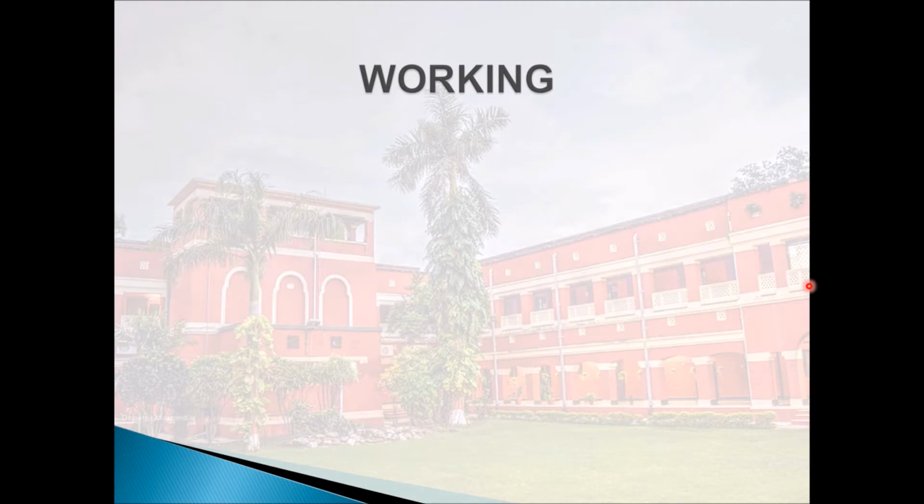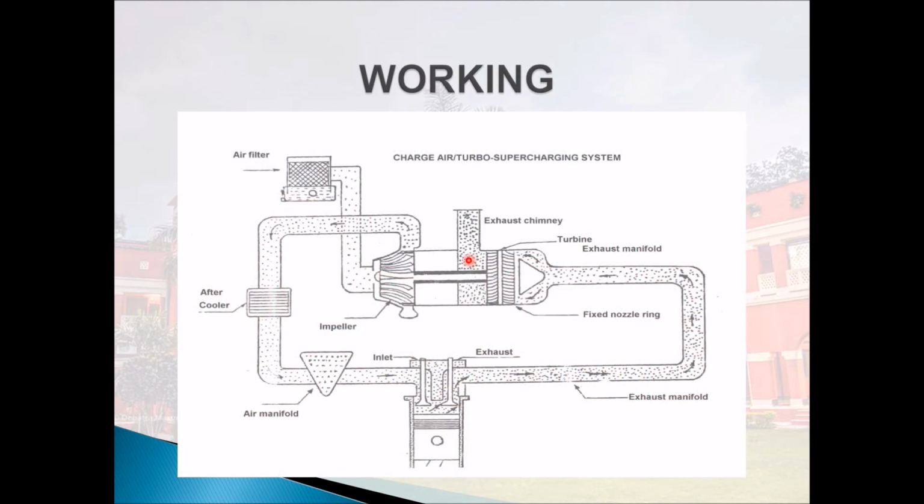Now let us take a look at how the charge air system works. Initially, the intake air is sucked in by the impeller of the turbo supercharger through the air filter. This air is pressurized and sent to the aftercooler where it is cooled. Further, it passes through the V channel and the inlet elbow into the engine cylinder. The exhaust air from the cylinder is led to the turbine of the turbo supercharger. These high pressure exhaust gases rotate the turbine, which in turn rotates the impeller, sucking in the next batch of fresh air. Finally, the exhaust gases are ejected through the chimney and the cycle continues.